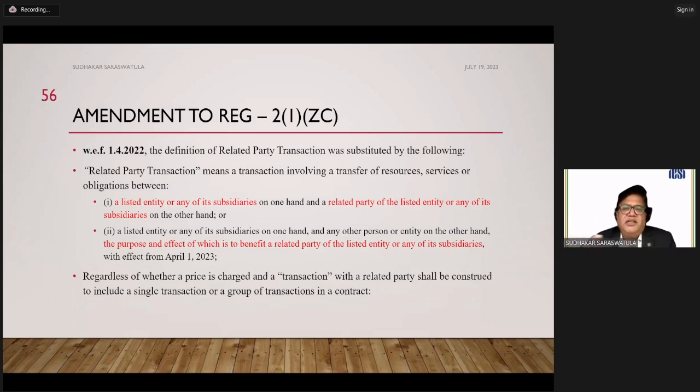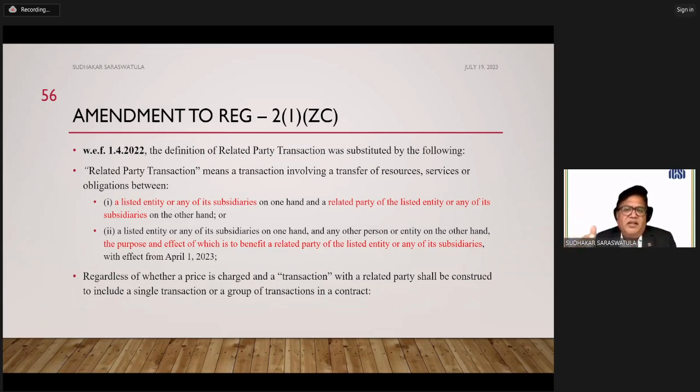With this amendment, earlier several transactions were taking place beneath the surface, that means at the subsidiary level only. Because those parties are not related parties to the listed entity, the compliances expected under the listing regulations were not taking place. Now you have to bring those transactions above the surface, by bringing in the transactions of the subsidiaries with the related parties of the listed entities. Because when you are consolidating the subsidiaries' financials with the listed entity's financials, this kind of compliance is definitely required.